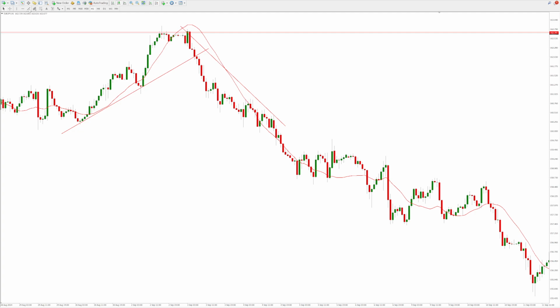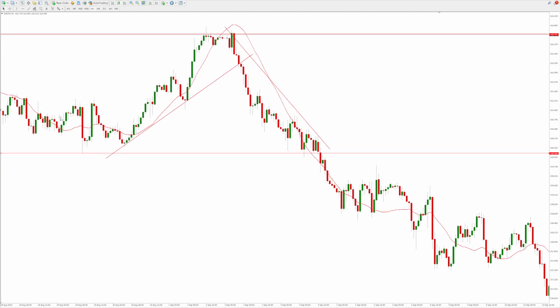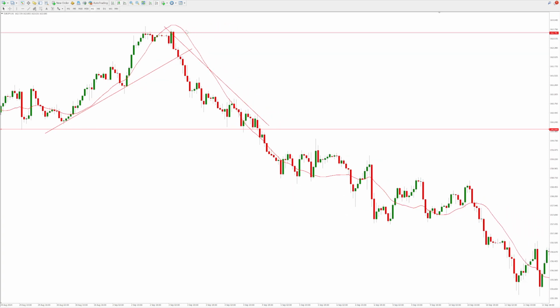We have the pullback, and then I would personally be looking to enter on a breakout of support, which happens around here, just using this previous support level there, which held up. So the moving average there told us the market is moving downwards. We had a pullback towards the MA and then a break to the downside. Some traders may wait for price to close below the moving average, which happened here. That can also be an entry. I was just confident with this level of support here.